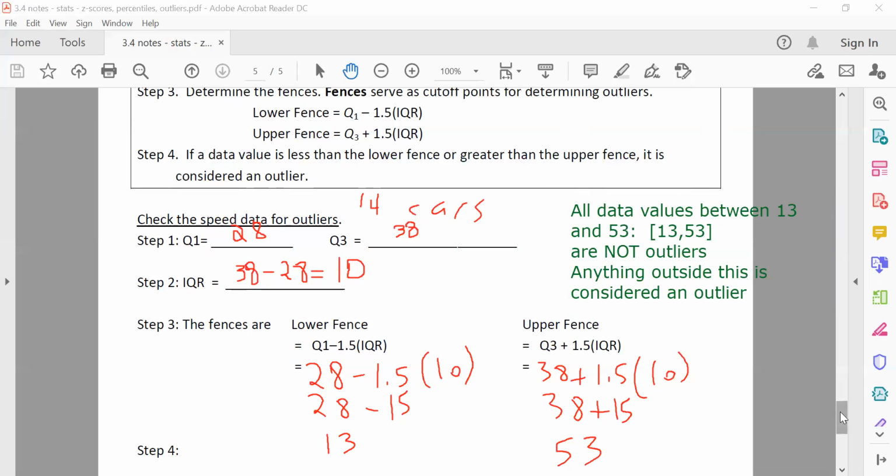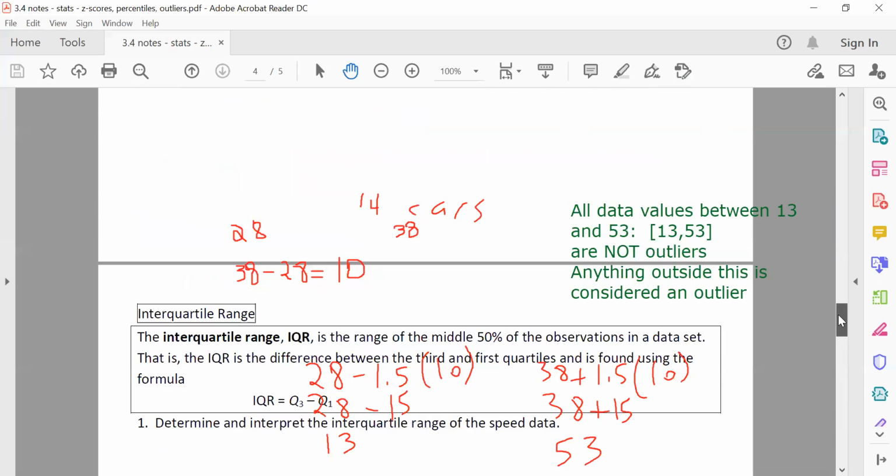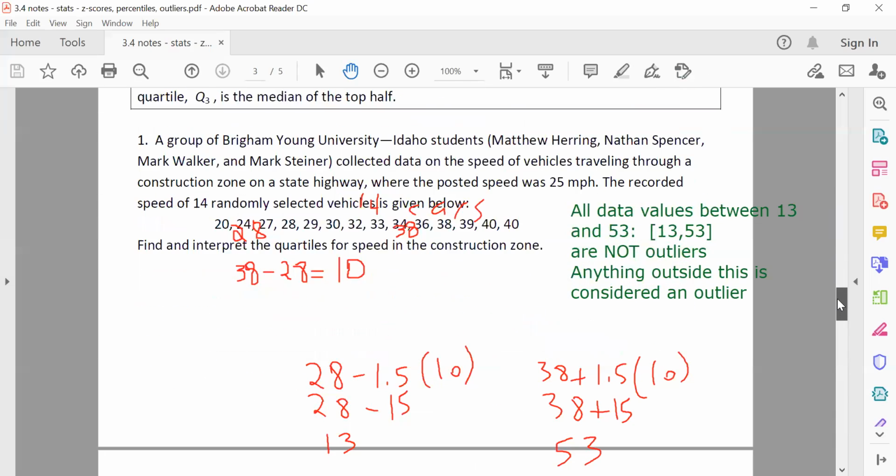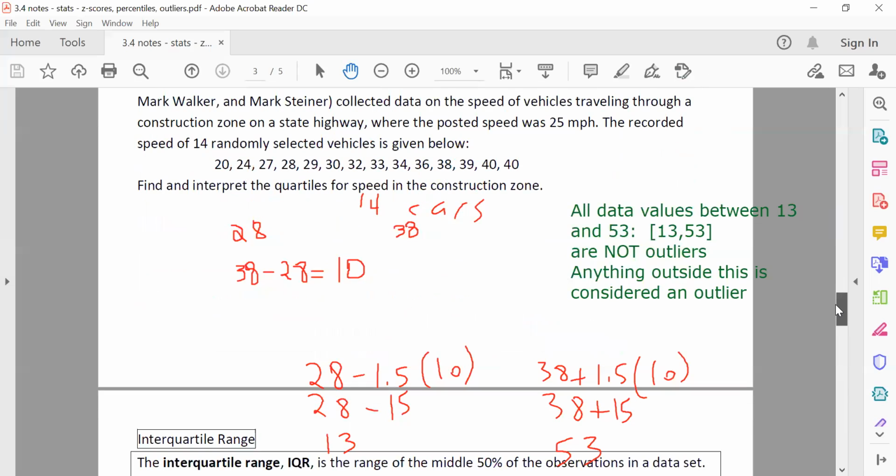So we go back to, there it is. There's the speed data, 20 to 40. Is everything inside the fences? Yeah, 20. The lowest you can go is still well above the 13. So the 13 and the 53, the fences, are not always going to be data values themselves. And you could have gotten a negative number for the lower fence, even though none of these could have gone negative.